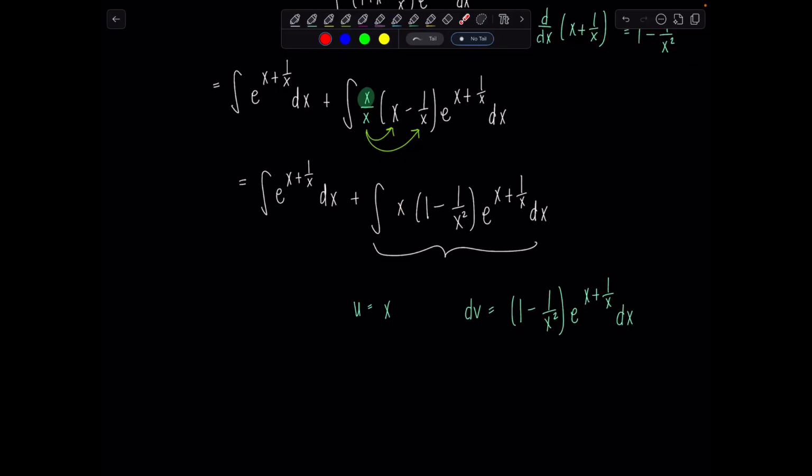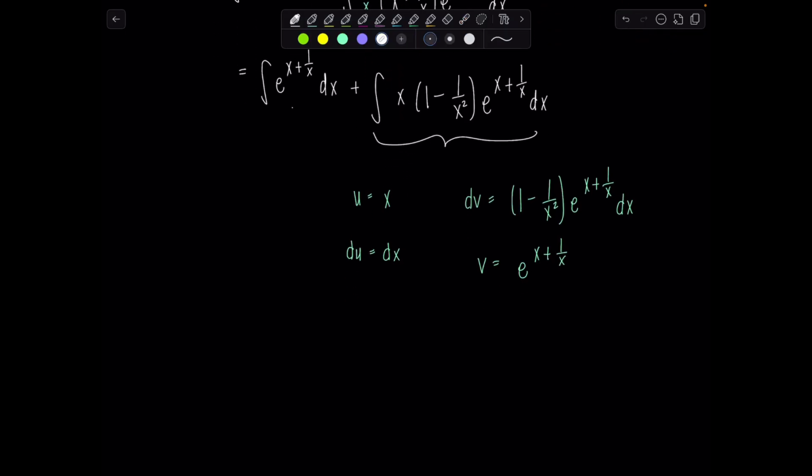If u is x, then du is just dx, which is going to be great. So du is dx. And then v, the antiderivative, would just be e to the x plus 1 over x, right? So the derivative of e to the something is e to the something times the derivative of the something, which is sitting out here. Okay, perfect. So now don't forget we have this first integral waiting for us patiently.